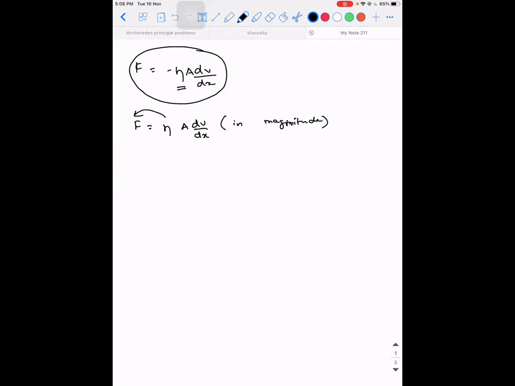Now comes the other question. If I want neta to be equal to force, what is the value of A that I need to choose? A is 1 unit. And if I take dv by dx also to be 1 unit, then if you substitute both of these values here, F will be equal to neta. From this, you can define the coefficient of viscosity as the viscous force acting on the liquid between two layers of area of cross section 1 unit and velocity gradient of 1 unit.